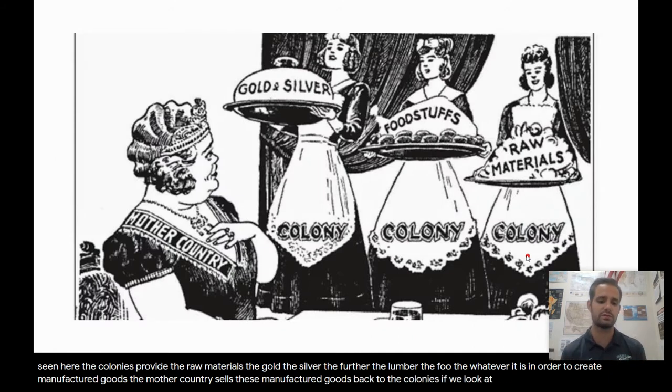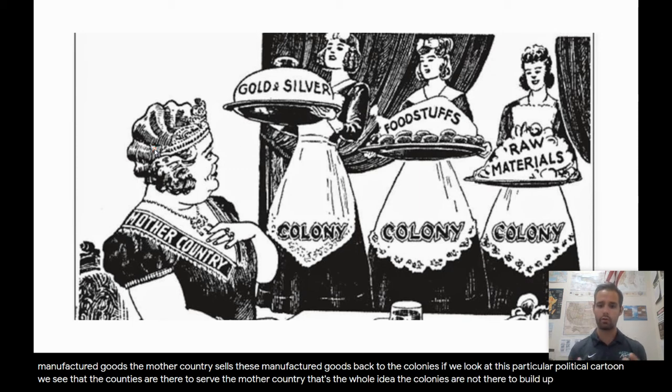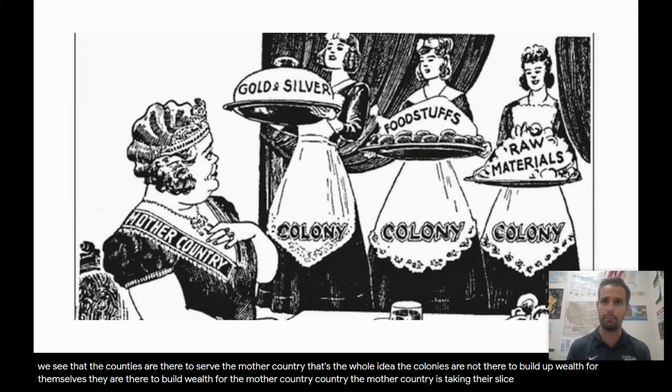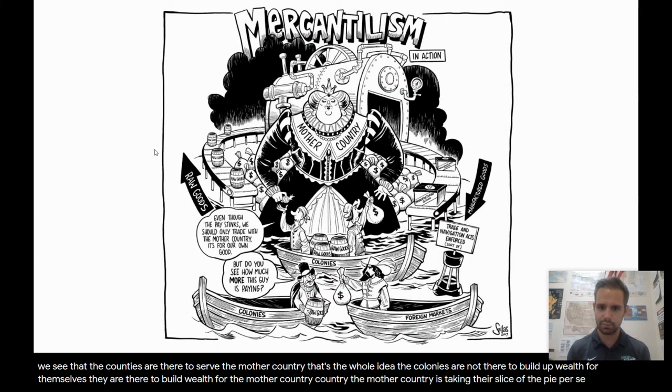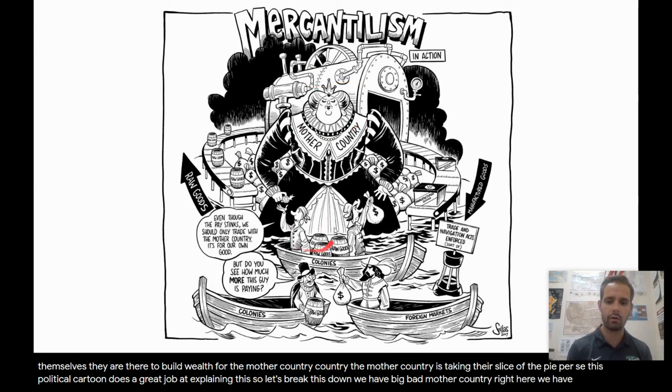If we look at this particular political cartoon, we see that the colonies are there to serve the mother country. That's the whole idea. The colonies are not there to build up wealth for themselves. They are there to build wealth for the mother country. The mother country is taking their slice of the pie, per se. This political cartoon does a great job at explaining this. So let's break this down. We have big bad mother country right here. We have the colonies right here.